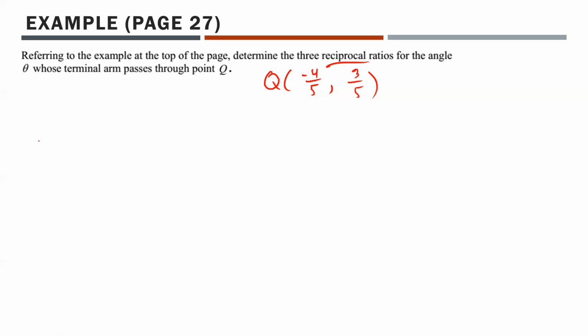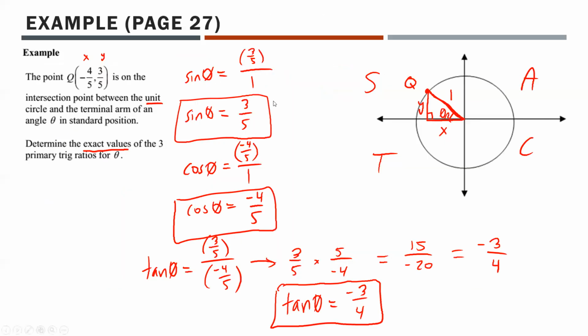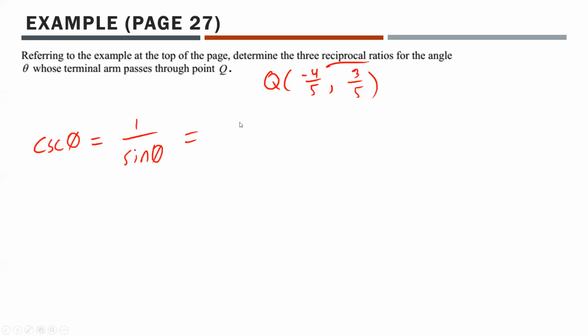Let me start with cosecant, CSC theta. Cosecant theta is 1 over sine theta. In other words, it's just the reciprocal of sine. If I go back a couple slides right now, you're going to see that sine is 3 over 5. That means cosecant just needs to be the reciprocal of that. So the reciprocal of 3 over 5 is just 5 over 3. Okay?